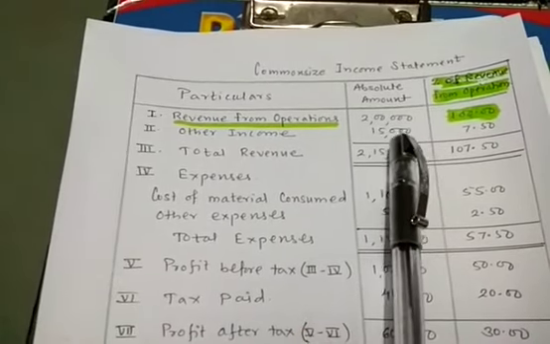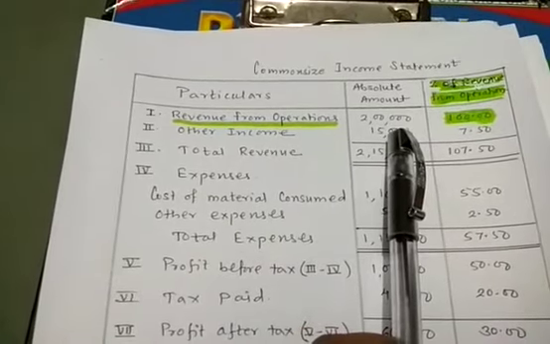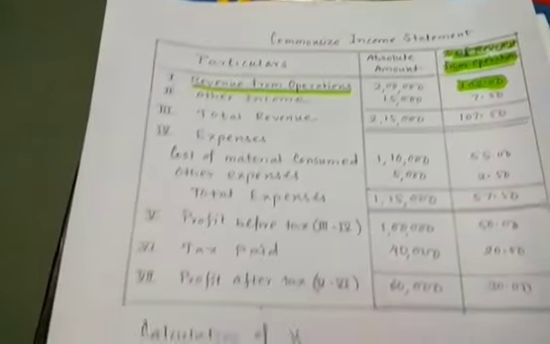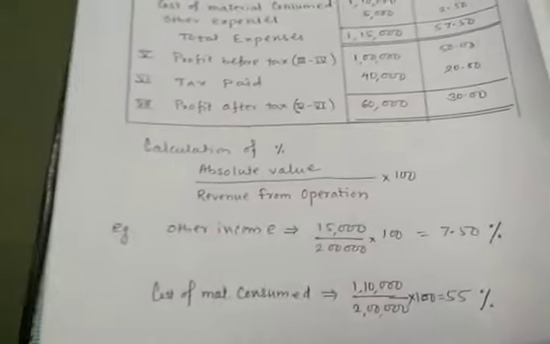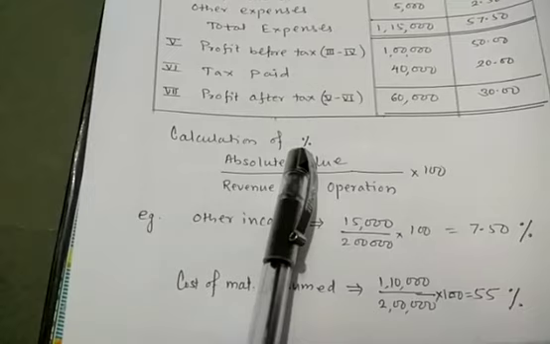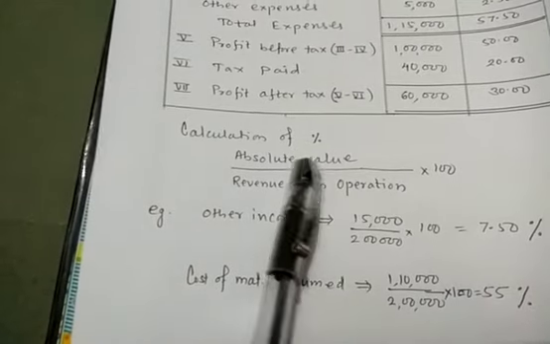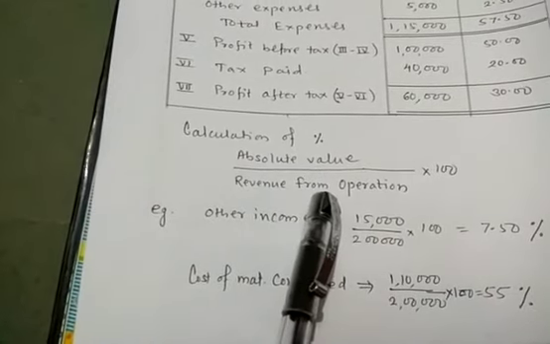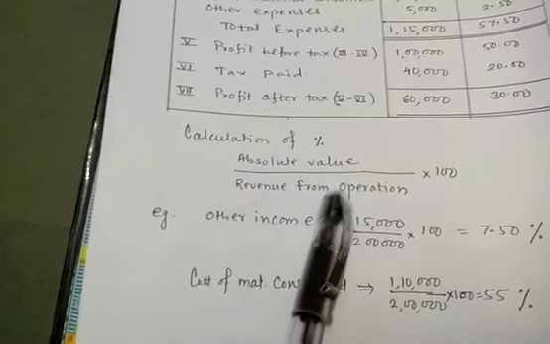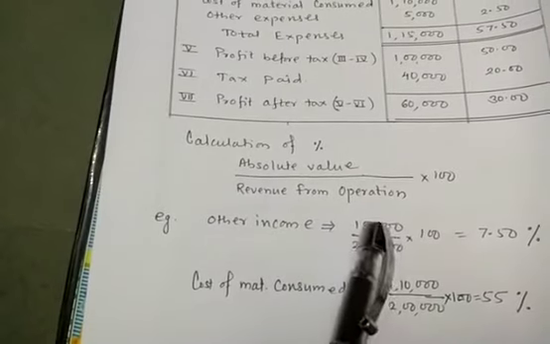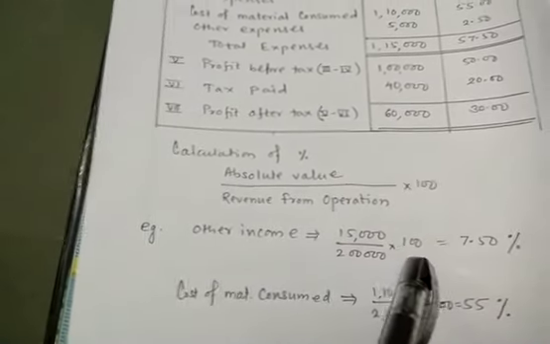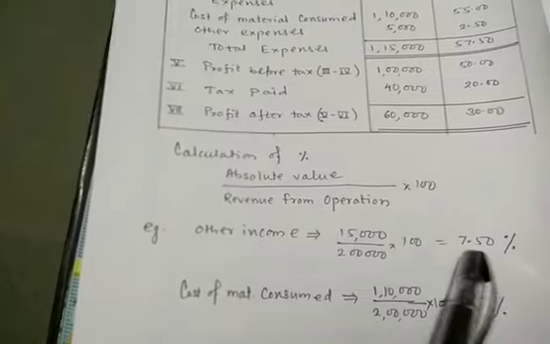Let's do the calculations. Other incomes are 15,000. Now see how this 7.5 comes. The formula is percentage change is equal to absolute value upon revenue from operations. Revenue from operations are considered as base. Other income is 15,000 upon 2 lakhs multiplied by 100 gives you 7.5%.